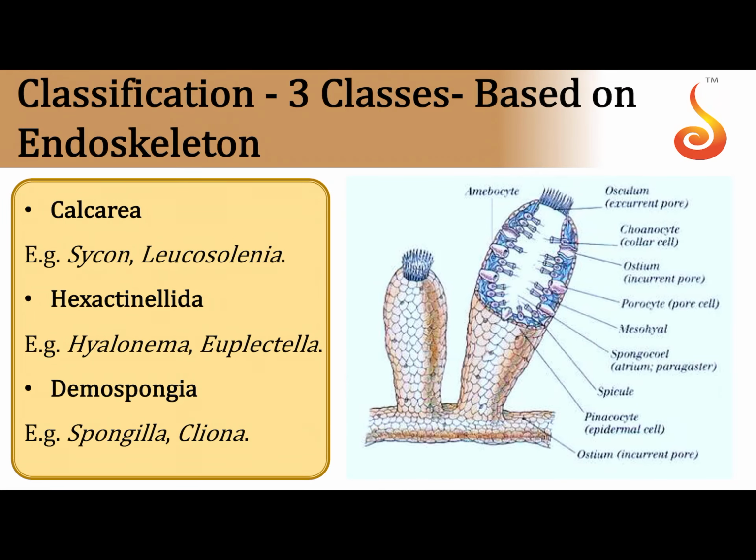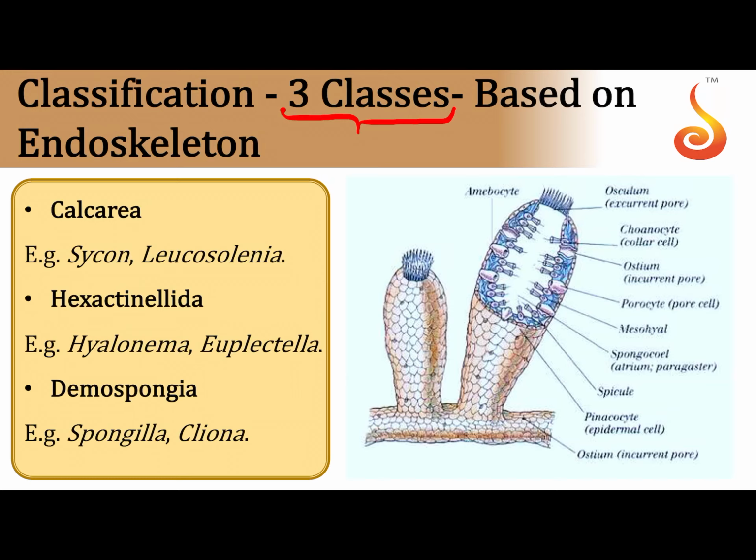Now, members of phylum Porifera. You know, poriferans are parazoans. They exhibit a cell aggregate plan. There are cells in the body which do not form tissue. Now, when we talk about the classification of phylum Porifera, it is divided into three major classes.